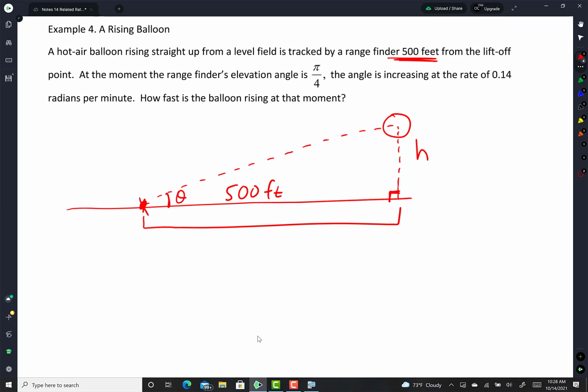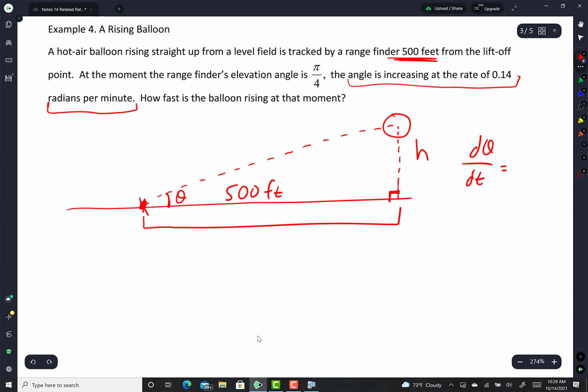A hot air balloon rising straight up from a level field is tracked by a rangefinder 500 feet from liftoff. At the moment, the rangefinder's elevation angle is pi over 4. The angle is increasing. Okay. The angle is increasing at a rate of 0.14 radians per minute. So on the side, write d theta/dt equals 0.14.